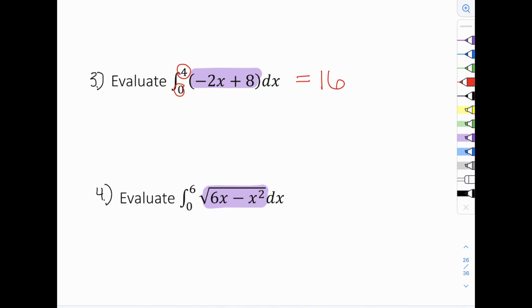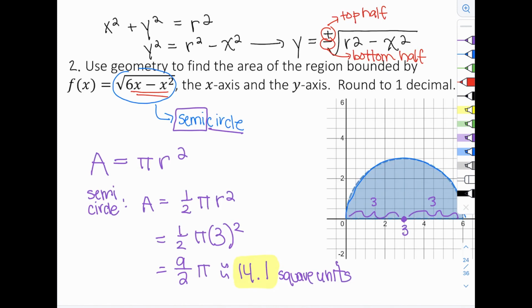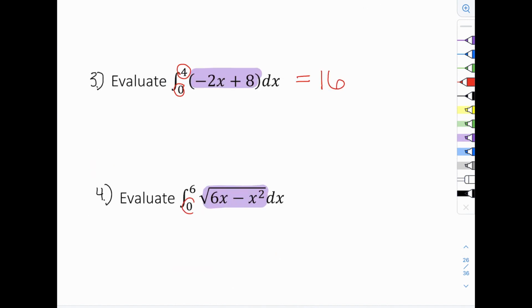Same thing for this last example. This is just like the second example that we did. This was a semicircle, and it went from x is equal to 0 to x is equal to 6. And the area is 9/2 pi. So here we want the area of that function between 0 and 6, which is 9/2 pi, or approximately 14.1.